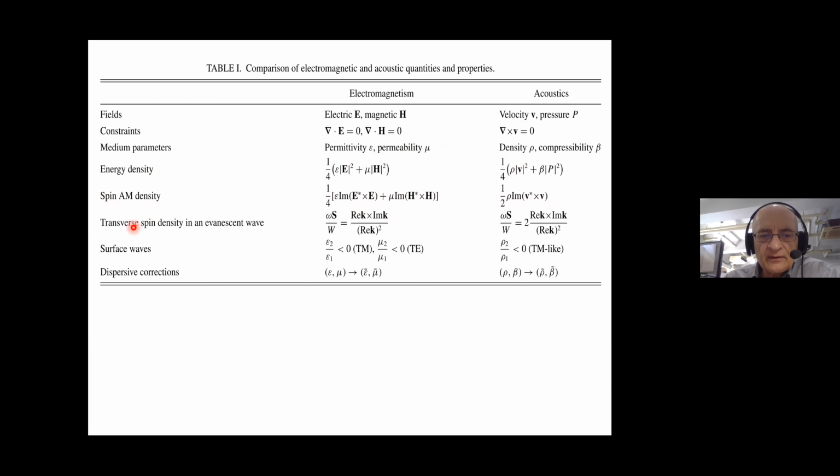There is also a transverse spin density in an evanescent wave when you have a surface, which has a surprisingly, strikingly similar form. We're very pleased by this. There are surface waves, in this case TM and T. This is only one TM-like, because there's only one vector field. We did also dispersive correction, but I'll not be talking about this, it is more technical. We did many, many things I'll not be talking about today.